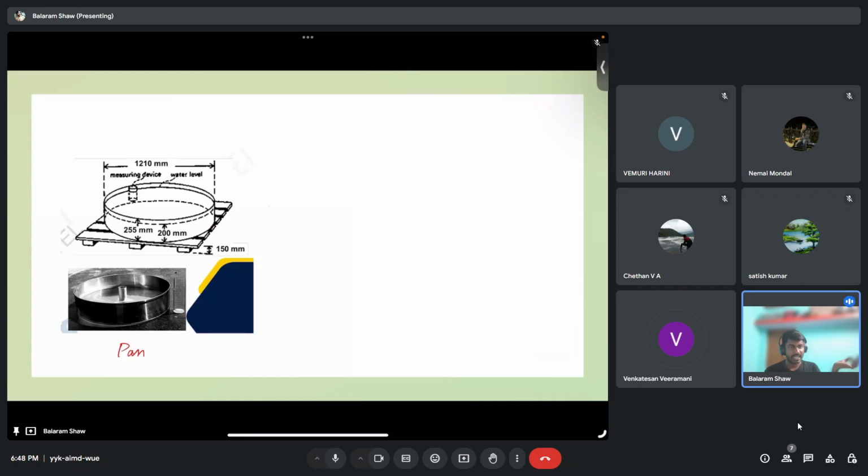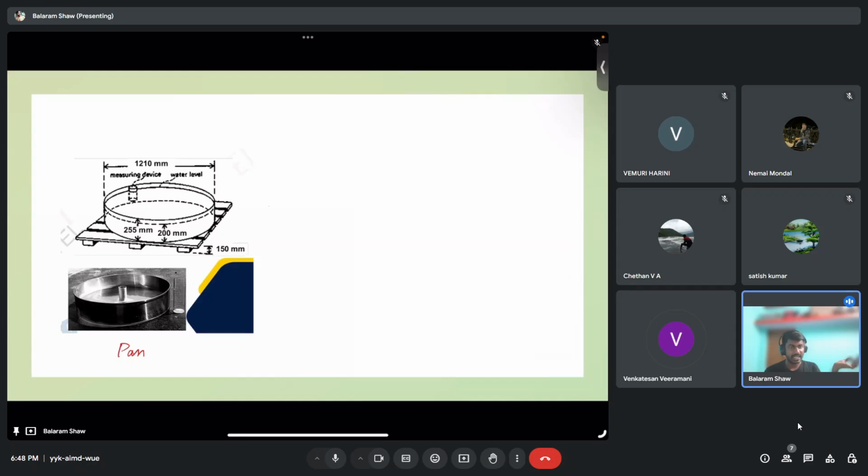So in this, can you tell me what the issue is, what improvement we can make to this pan or this evaporimeter? Anyone? As I mentioned, these GI sheets are unpainted. Because of this sheet, evaporation is taking place from all directions also, right?